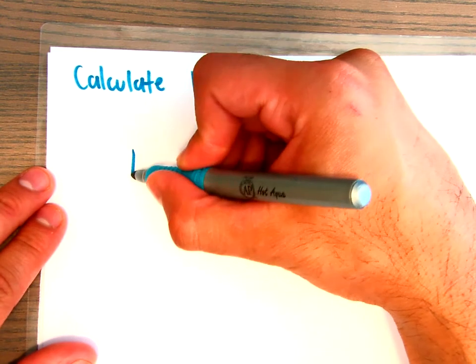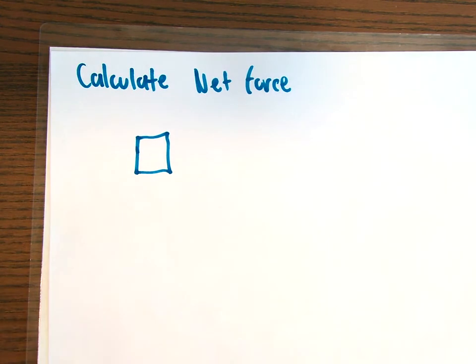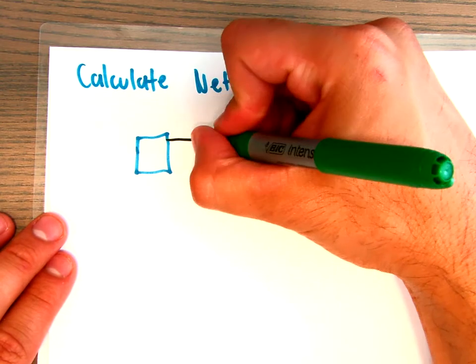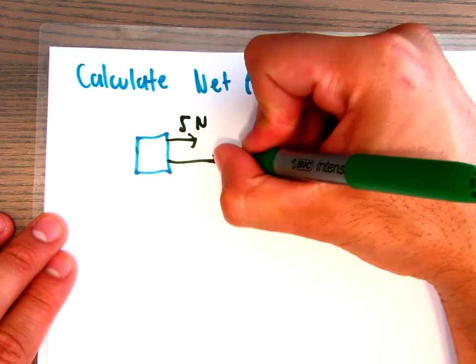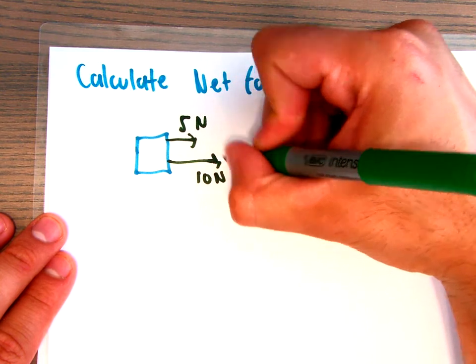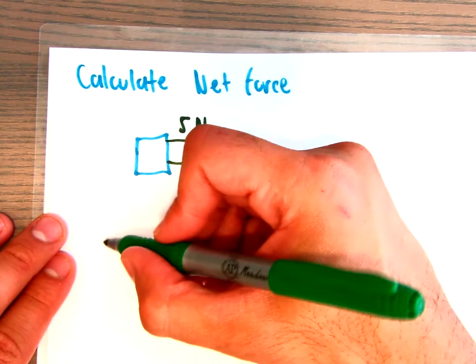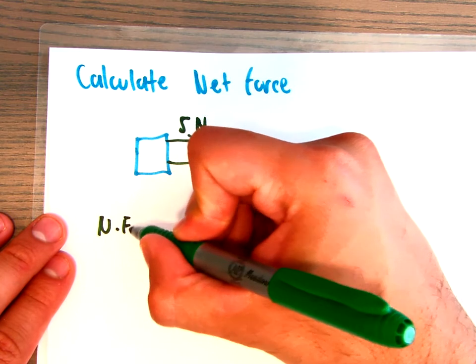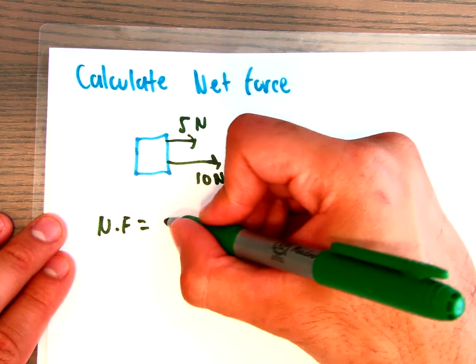Okay. All right. So say I have a box. In physics, we often represent objects as simple squares. We could make it more complicated, but there's no reason to. Okay. So let's say I have two forces on this. I have a force of 5 newtons and a force of 10 newtons, making sure this 10 is slightly bigger, right? So if I'm trying to find the net force, my net force, which I'm just abbreviating, equals the sum of these. So I add them up.